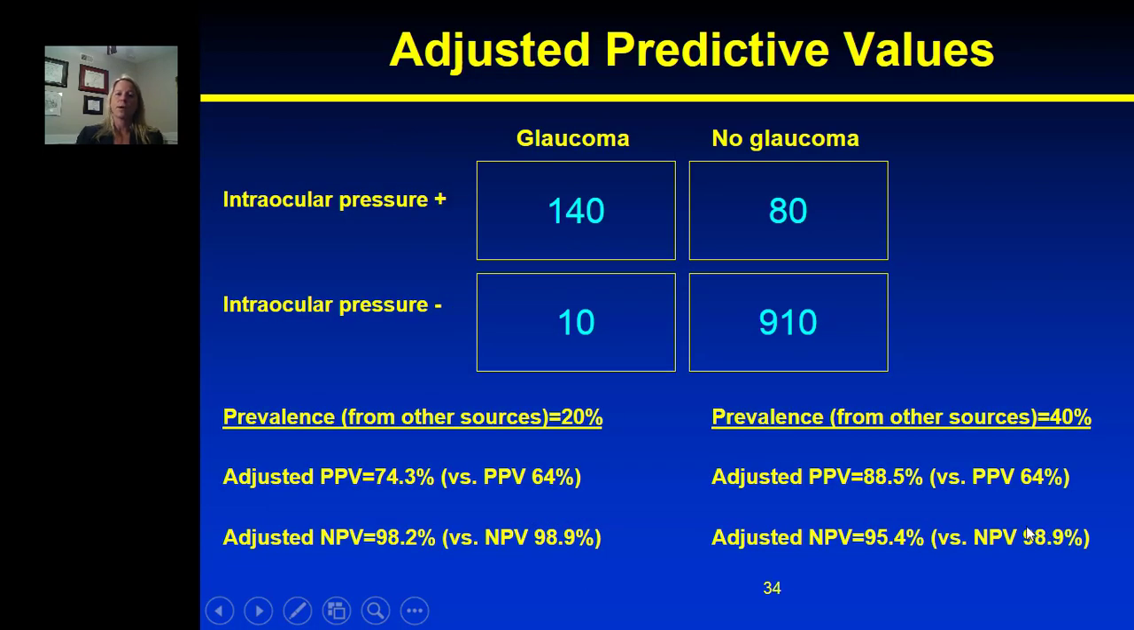So here is an example going back to that glaucoma and intraocular pressure situation. And in this case, this example is showing how the predictive values are being affected by assuming different prevalence values from background sources. So on the left-hand side, we have a 20% prevalence assumption, and on the right-hand side, we have a 40%, and it's showing you how the adjusted positive predictive values turn out versus the unadjusted. And you see here that there's not as much of a change in the adjusted positive predictive values as the population prevalence doubles.